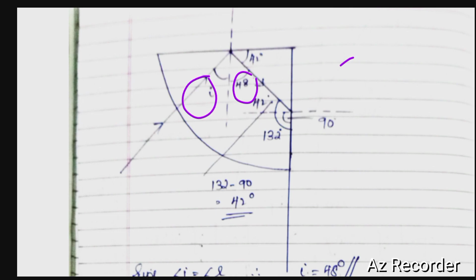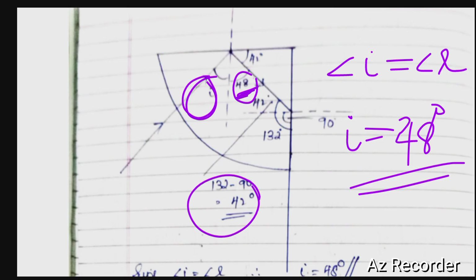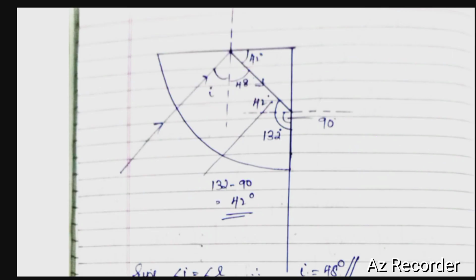By the law of reflection, we know that angle I is equal to angle R. Since this particular angle is 48, we can conclude that the angle of incidence I will also be equal to 48 degrees. So here the angle of incidence at the surface is 48 and the critical angle is found to be 42 degrees.